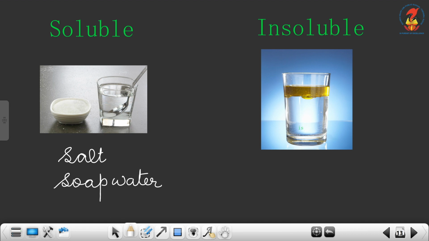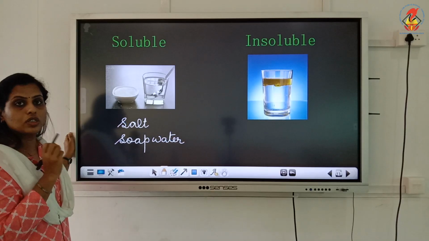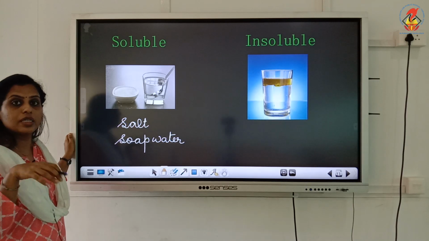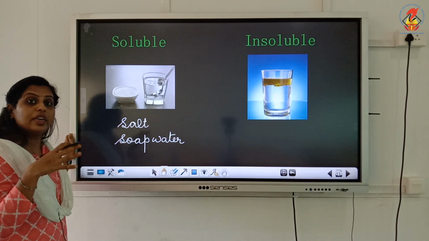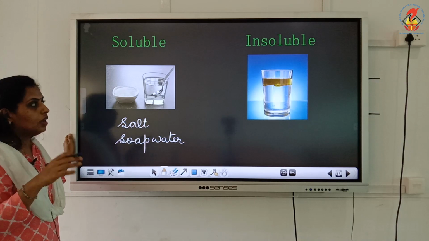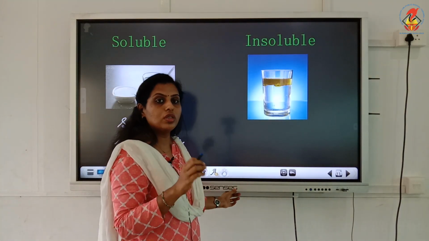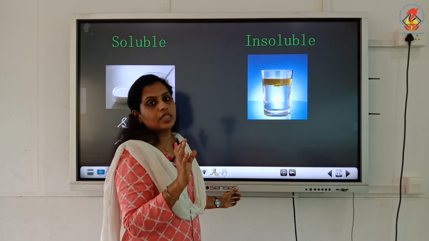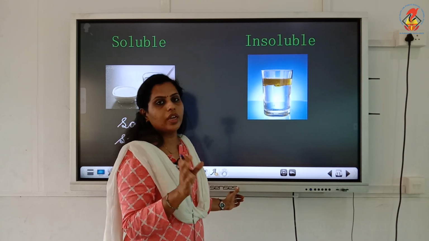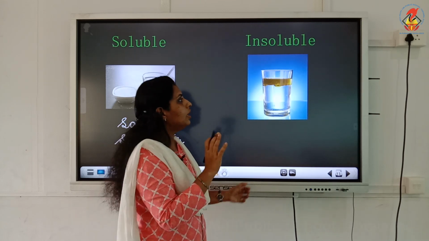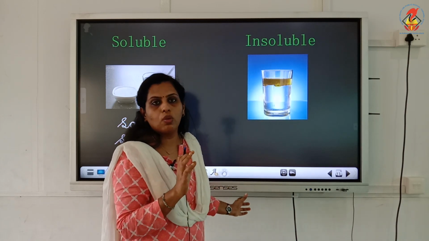Soap. Okay. These are some of the soluble substances which get mixed with the water very, very easily. Now let's move on to insoluble. Insoluble things are those things which do not get mixed with the water very easily. They remain like this, separated from the water.